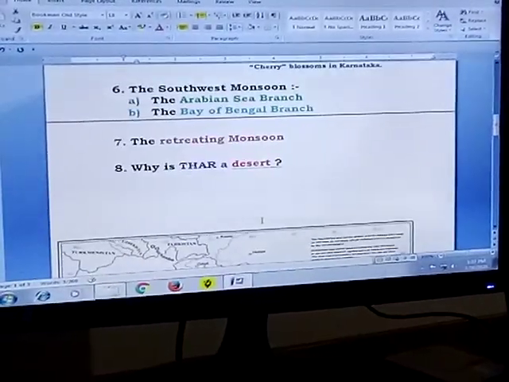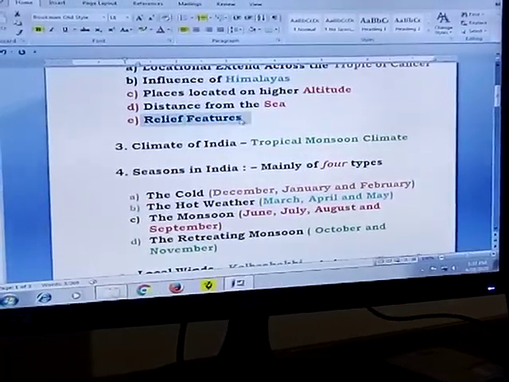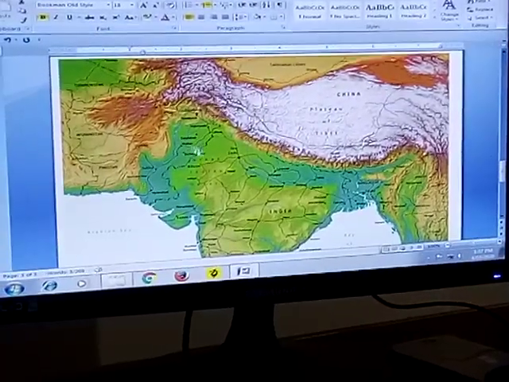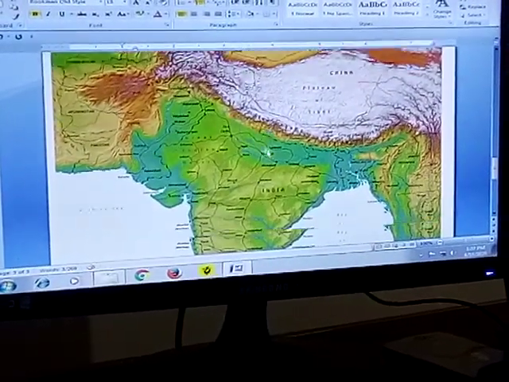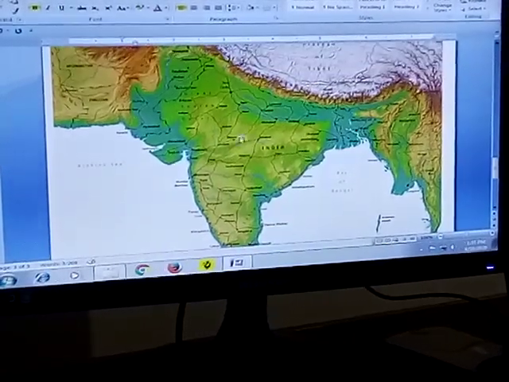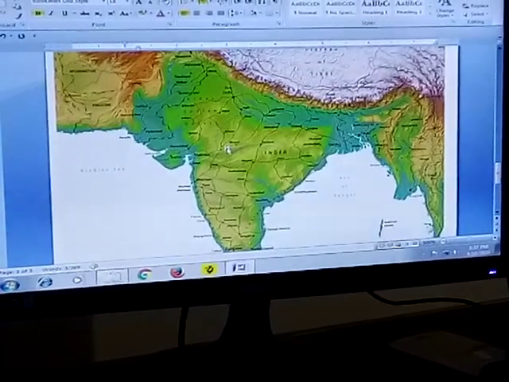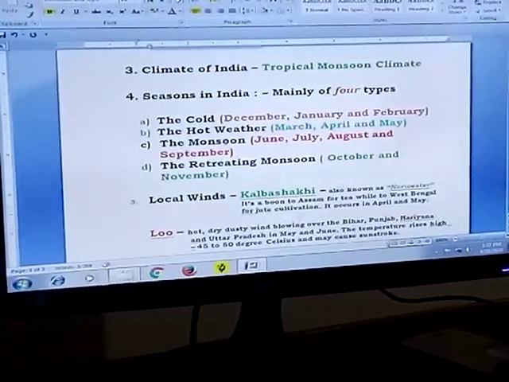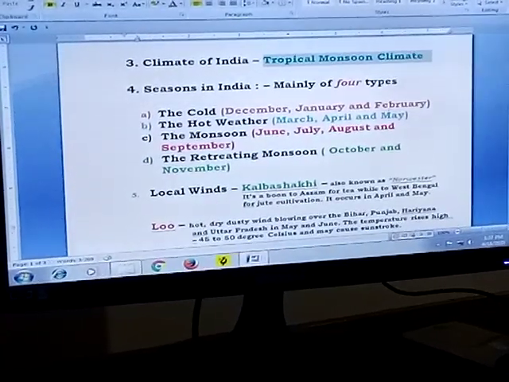And finally, we have the relief features. Relief features means again different types of terrain. That means plains, highlands, these mountainous areas, desert, then of course coastal regions, rain shadow areas. So all these reliefs together also determine the different regional climates of India. However, the one general term for India's climate is tropical monsoon climate.